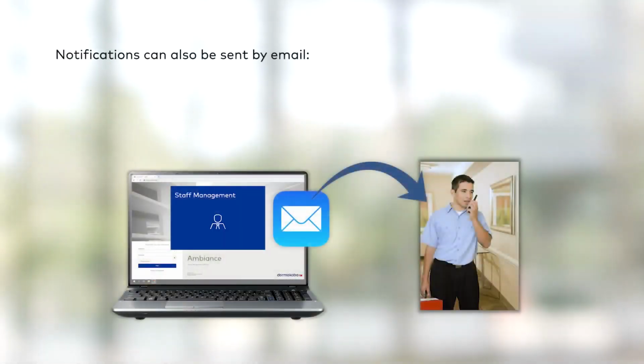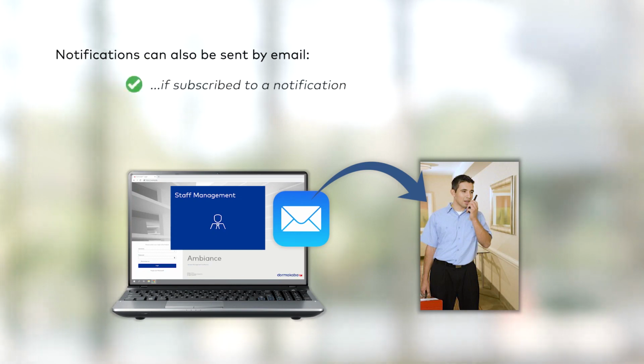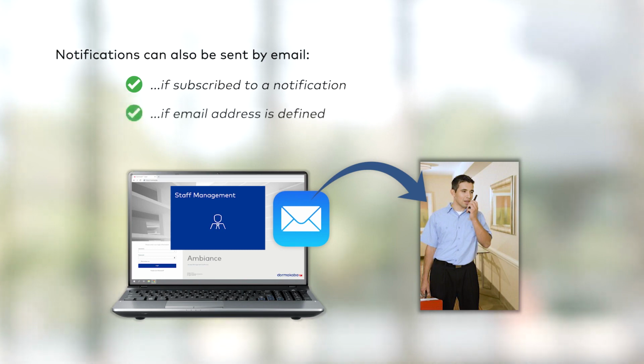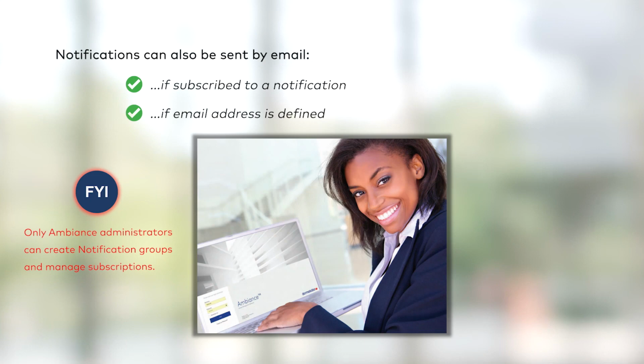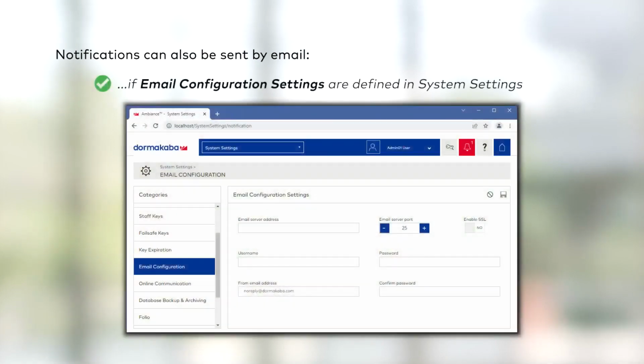As mentioned previously, notifications can also be sent by email if the staff member has been subscribed to a notification and the staff member has a valid email address defined in their employee profile. Please note, only Ambience administrators can create notification groups and manage subscriptions. Lastly, the email configuration settings must also have been defined in System Settings during the initial Ambience setup.